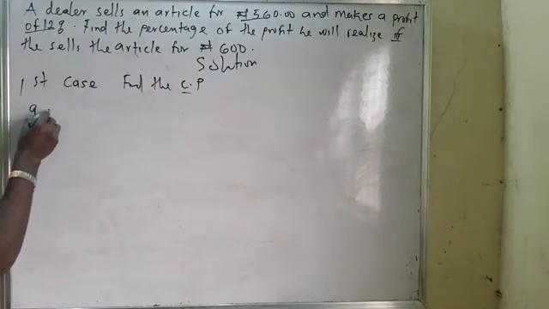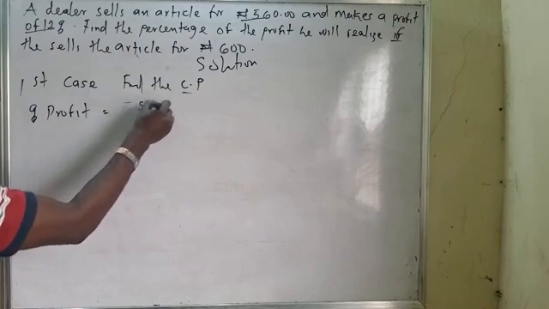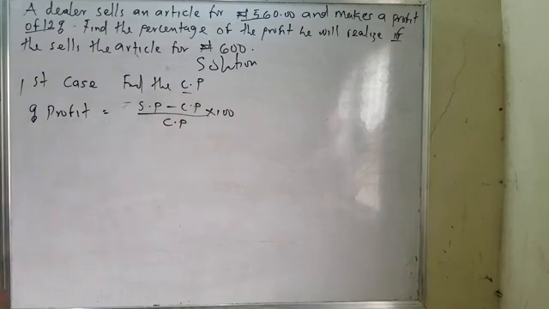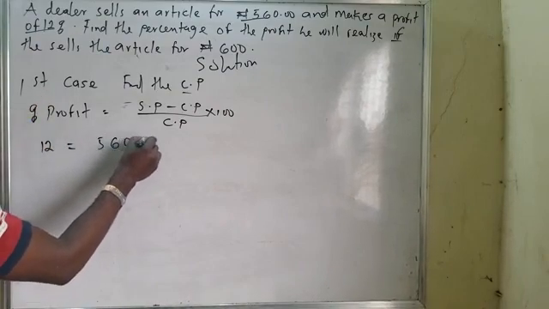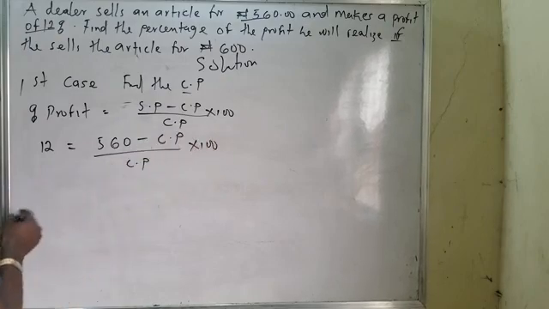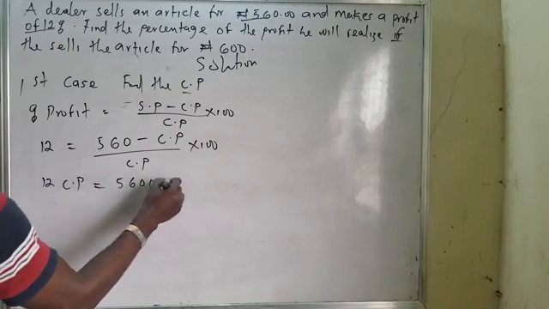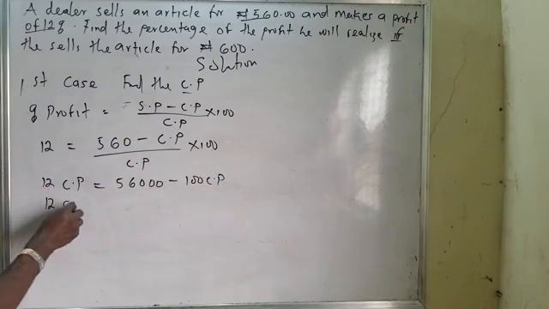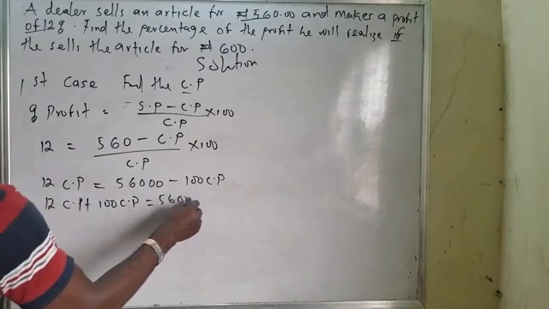My percentage profit is equal to profit, which is selling price minus cost price, divided by cost price, multiplied by 100. So my percentage will be 12 equals my selling price, 560, minus the cost price, which I don't know, divided by cost price, multiplied by 100. After cross multiplying, I have 12 cost price equals 6,000 minus 100 cost price. I open the bracket and collect like terms: plus 100 cost price, equals 5,000.